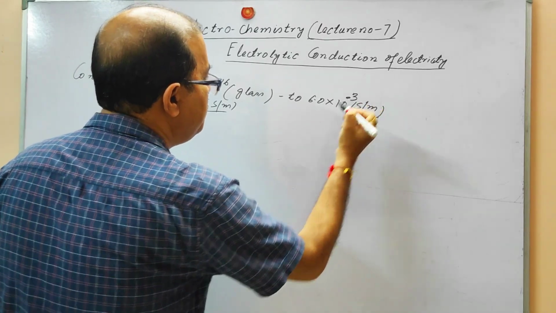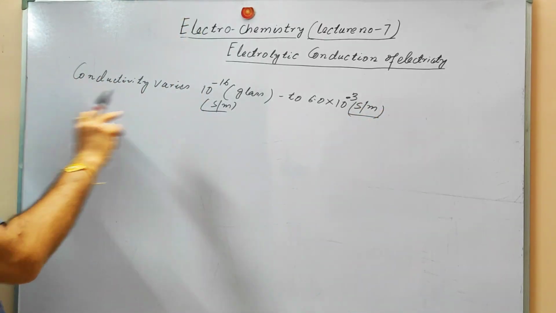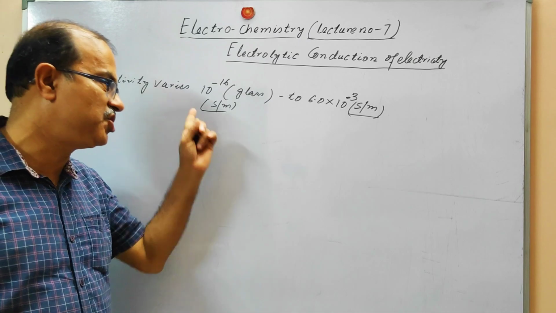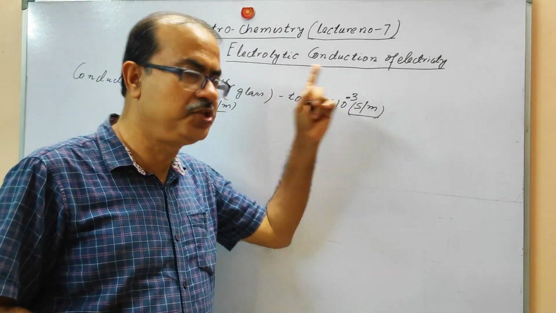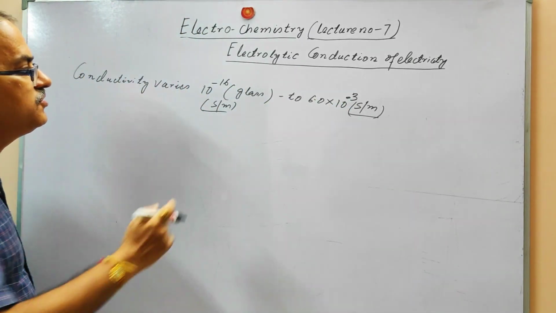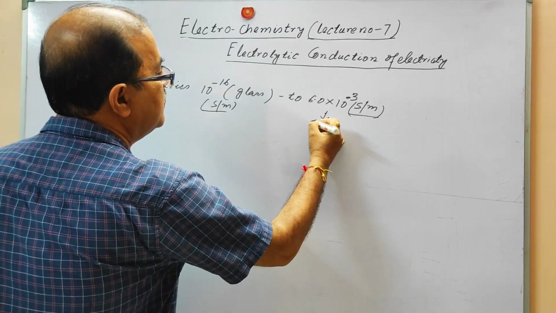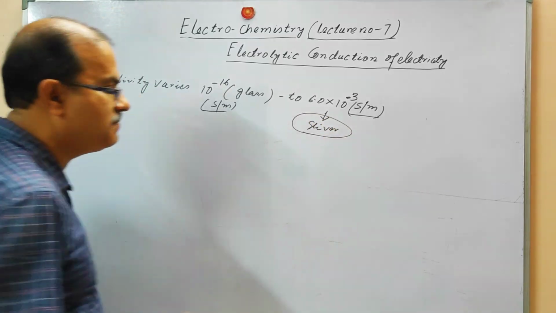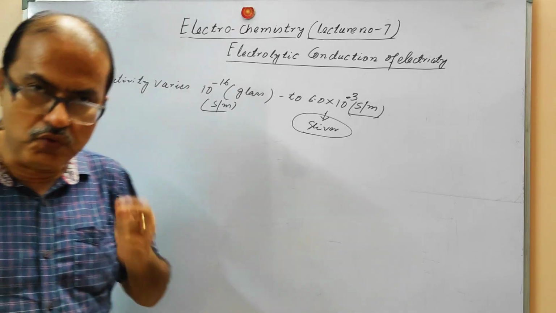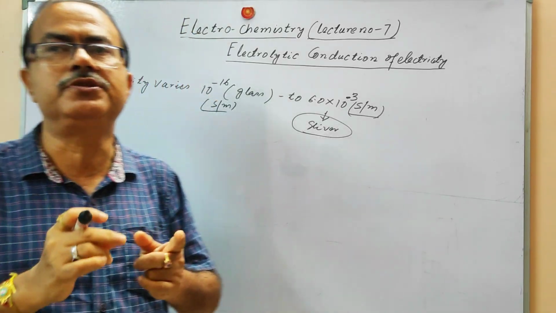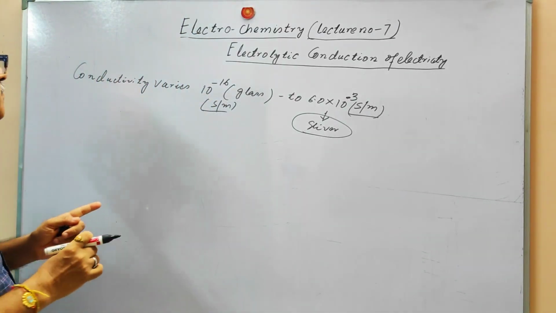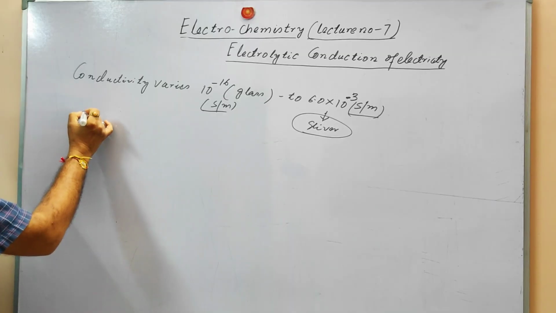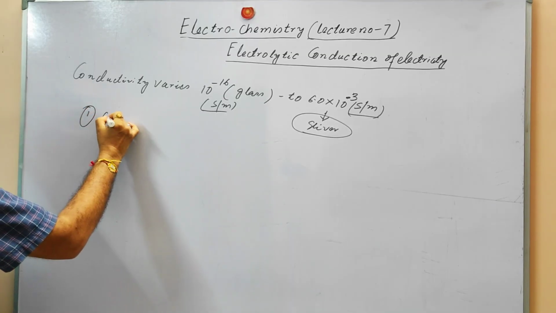So this is a wide range that you can see, 10 to the power minus 16 to 10 to the power 3 for silver. So there is a widespread variation, and it is required to classify substances in terms of conductivity. How? Number one classification, that is the conductor.